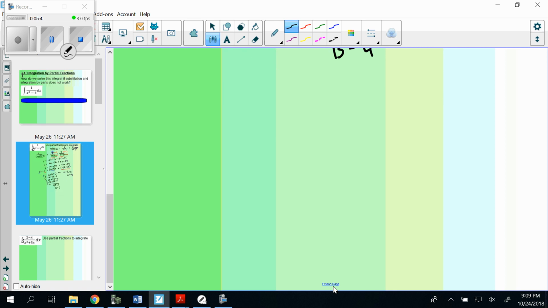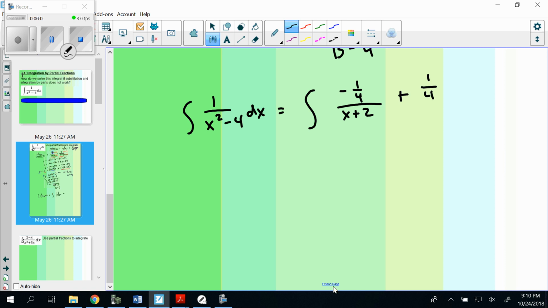So our integral before was 1 over x squared minus 4. We're going to change that to the partial fraction of negative 1/4 over x plus 2 plus 1/4 over x minus 2. And that might not look better, but it actually is, because now that we have two separate ones like this, we should be able to integrate them both.